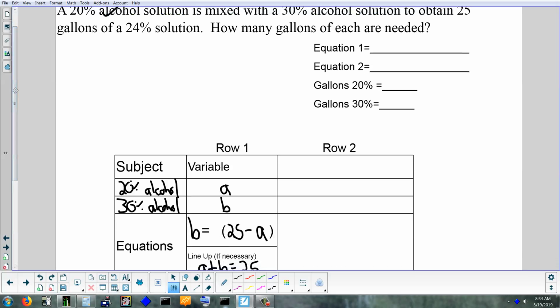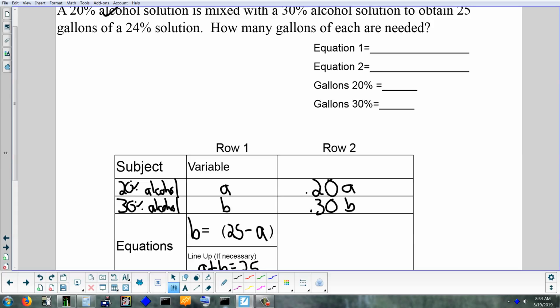Scroll back up. Someone tell me, row 2, how am I going to express 20% alcohol? Donovan? 0.20. Then 0.30. Okay, anything else I need with those, Donovan? A and B. Remember, I'm taking the variable that's here and attaching it. We want to use the same exact variable, and we want to attach to that variable the percentage changed to a decimal. So it was 20%, we changed it to 0.20. It was 30%, we changed it to 0.30.